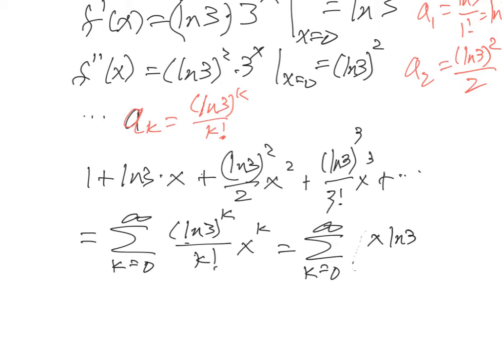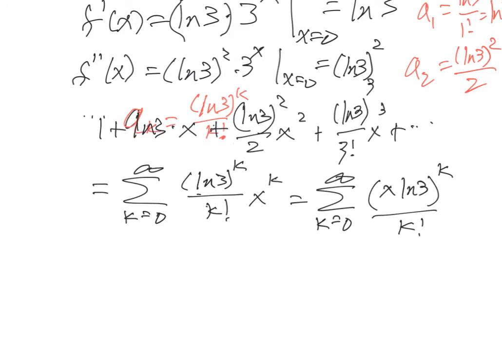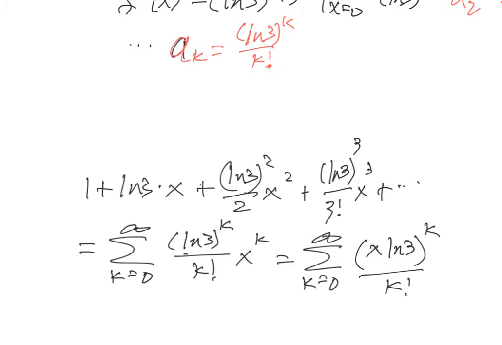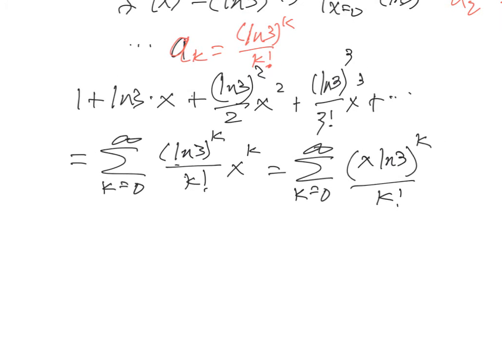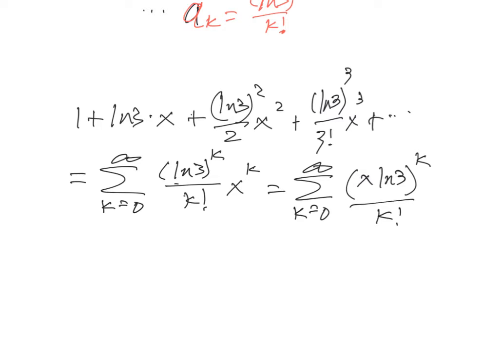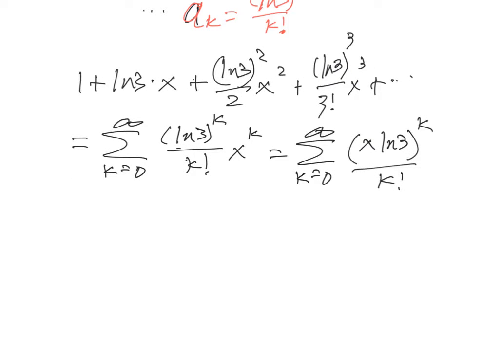It's hard to erase. There we go. To the power k over k factorial. So we found the Maclaurin series for 3 to the x. And we know that for x's inside the interval of convergence that this equals the function 3 to the x.